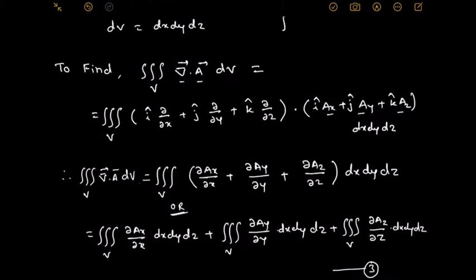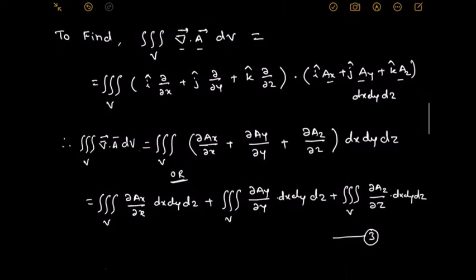Now we write the three terms separately. First term multiplied by dx dy dz, second term multiplied by dx dy dz, third term multiplied by dx dy dz, and in terms of volume integral we write the simplified term: volume integral V ∂ax/∂x dx dy dz plus volume integral V ∂ay/∂y dx dy dz plus volume integral V ∂az/∂z dx dy dz. Say this is the equation number 3.